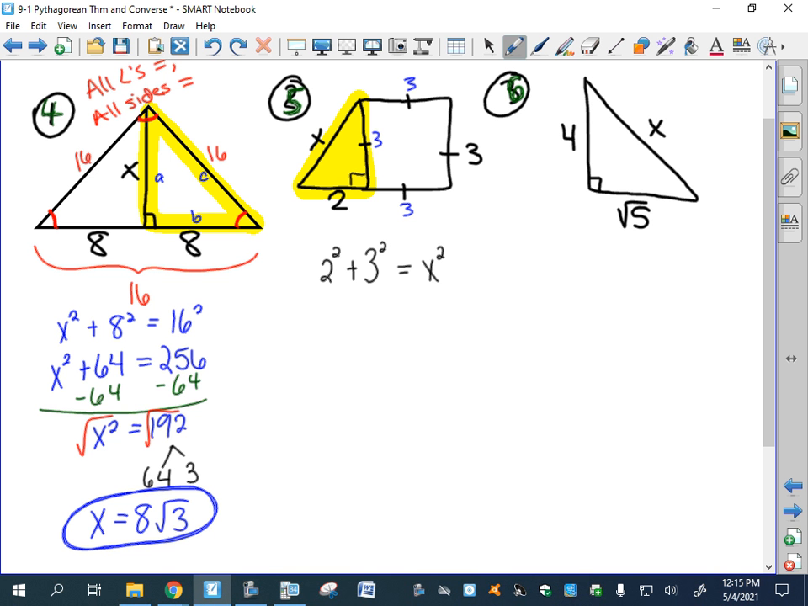Which, yes, whoever yelled out the answer there was right, too. So what is 2 squared? 3 squared. And 4 and 9 make 13. Now, that's right, 13 is one of those prime numbers. We can't break it down, so my answer is just the square root of 13.